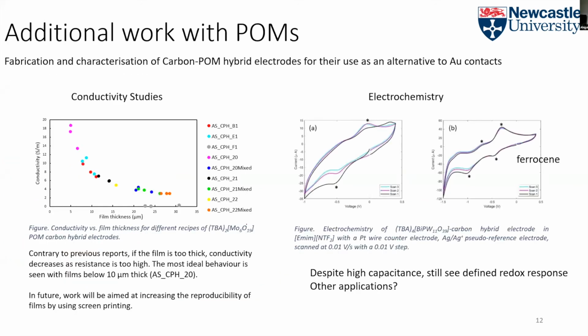And yeah, while I'm here, I'll just mention a bit more of the stuff I've been doing with POMs, because as I said, they could be used anywhere and anything. So fabrication and characterization of carbon POM hybrids for their use as an alternative to gold contacts. In perovskites, we use gold contacts. Oh, I'm up for time. Basically, I made some carbon hybrids, and they look promising as well.